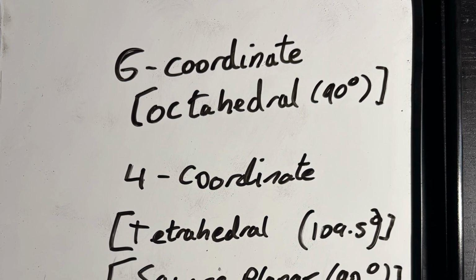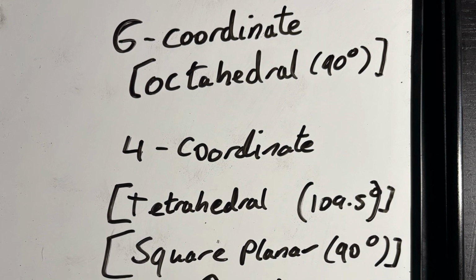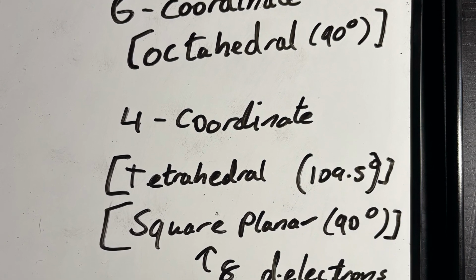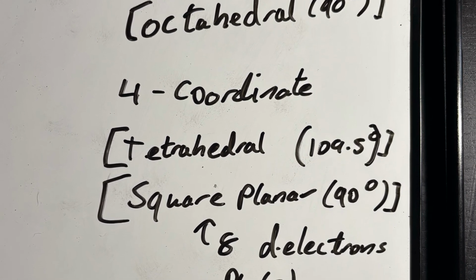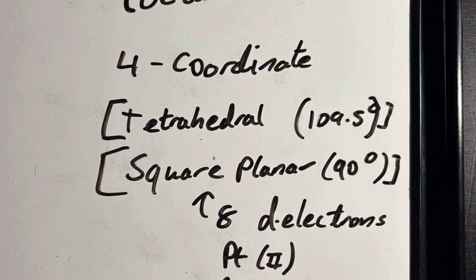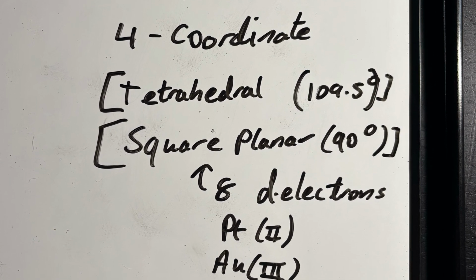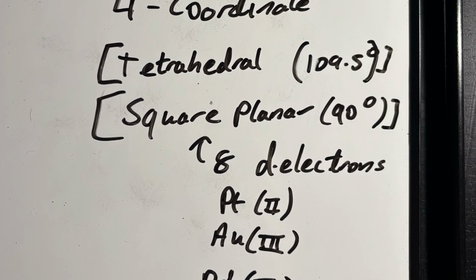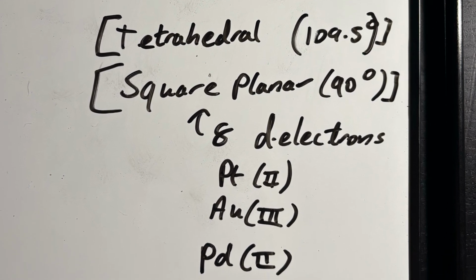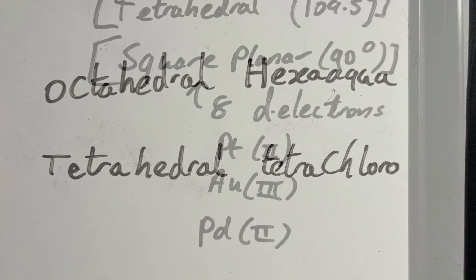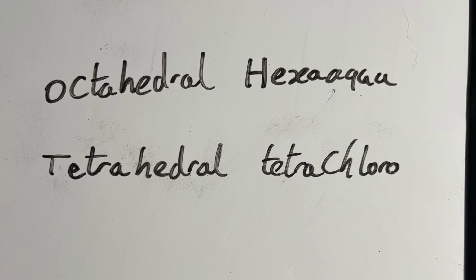6 coordinate bonds makes it octahedral, which is an angle of 90 degrees. 4 coordinate can make it tetrahedral, which is 109.5, or square planar. Square planar will only work if there's 8 d electrons, and this includes elements like platinum and the others I've listed here. Now, if it's octahedral, we're going to say something like hexaaqua, 6 water, or if it's tetrahedral, tetrachloro, 4 chlorine.